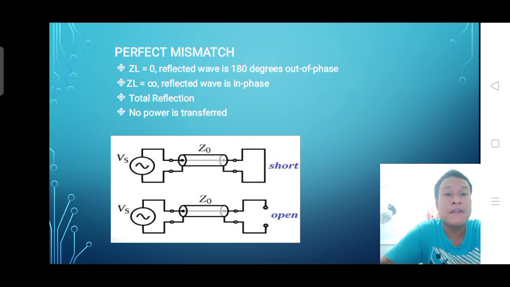Next is the perfect mismatch. In perfect mismatch, the load impedance is equal to 0 or equal to infinity. When ZL is equal to 0, the reflected wave is 180 degrees out of phase. And when ZL is equal to infinity, the reflected wave is in phase. In perfect mismatch, there is a total reflection, which means that the incident voltage is reflected back to the source completely, and there is no power transferred.